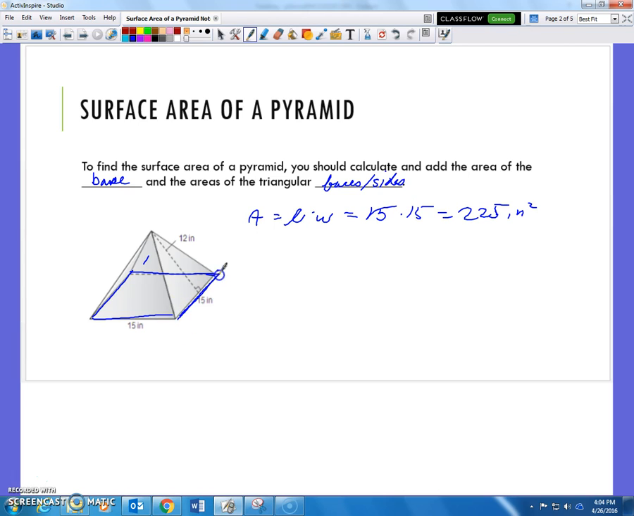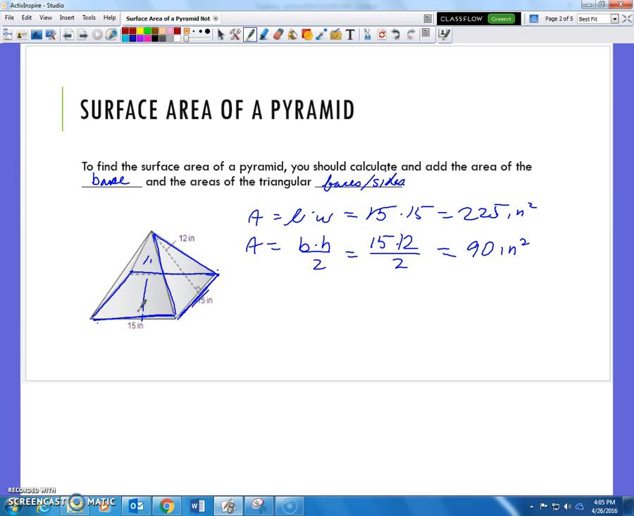It looks like this triangle here has a height of 12 and a base of 15. So I'm going to say base times height divided by 2. We're going to say that's 15 times 12 divided by 2. 90 square inches. And I have that one time, and because this is a square, I know that each of these triangles is the same. Because it's a square, this is still 15. The height of each triangle is still 12.